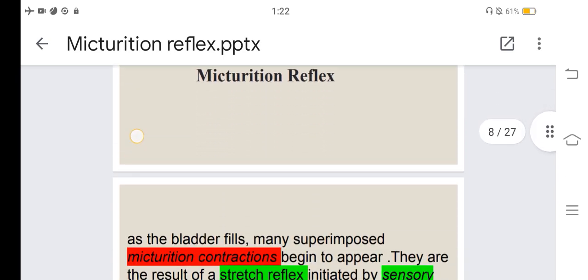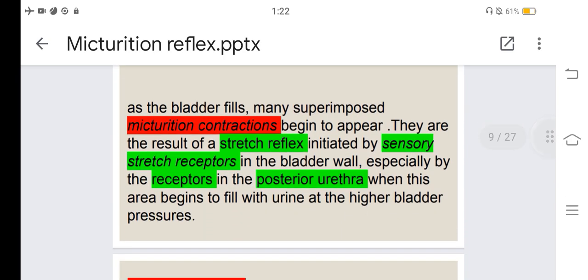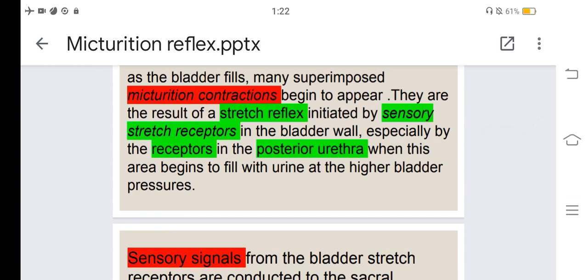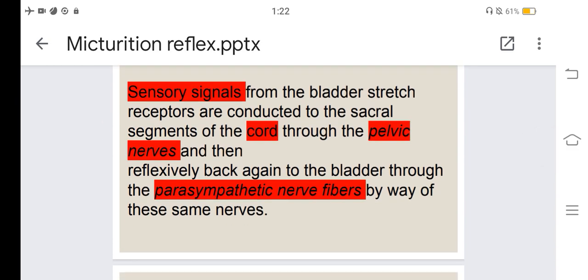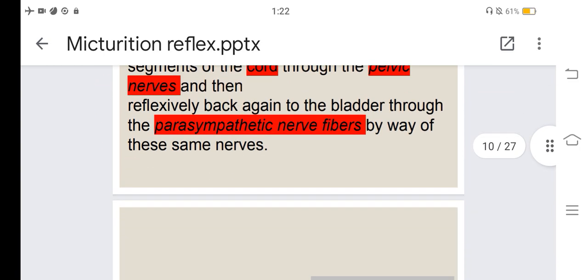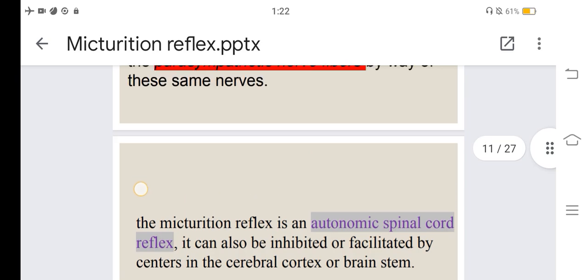What is the micturition reflex? As the bladder fills, many superimposed micturition contractions begin to appear. They are the result of a stretch reflex initiated by sensory stretch receptors in the bladder wall, especially by the receptors in the posterior urethra, when this area begins to fill with urine at the higher bladder pressure. Then sensory signals from the bladder stretch receptors are conducted to the sacral segments of the cord through the pelvic nerves and then reflected back again to the bladder through the parasympathetic nerve fibers by way of these same nerves.